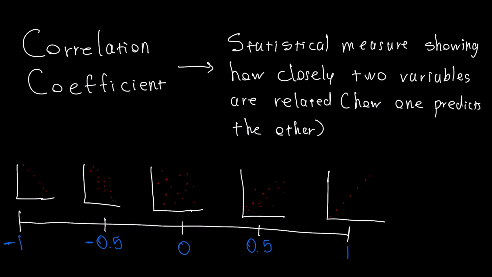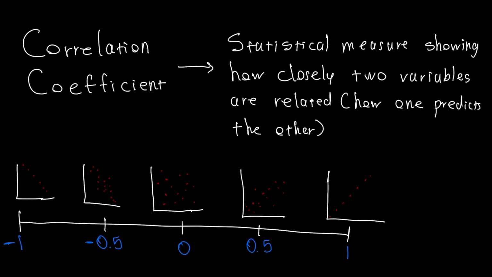At -1, there's a perfect negative correlation. In other words, as one variable goes up, the other one goes down. And then on the right side, there's a perfect positive correlation where as one variable goes up, the other variable also increases, and as one goes down, the other also goes down. At 0, we have no correlation at all. There's no relationship between the two variables. They don't really predict one another.